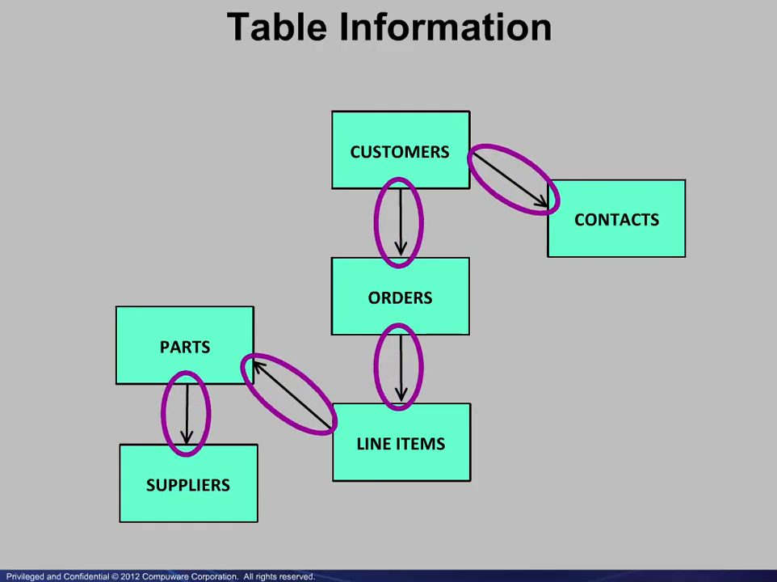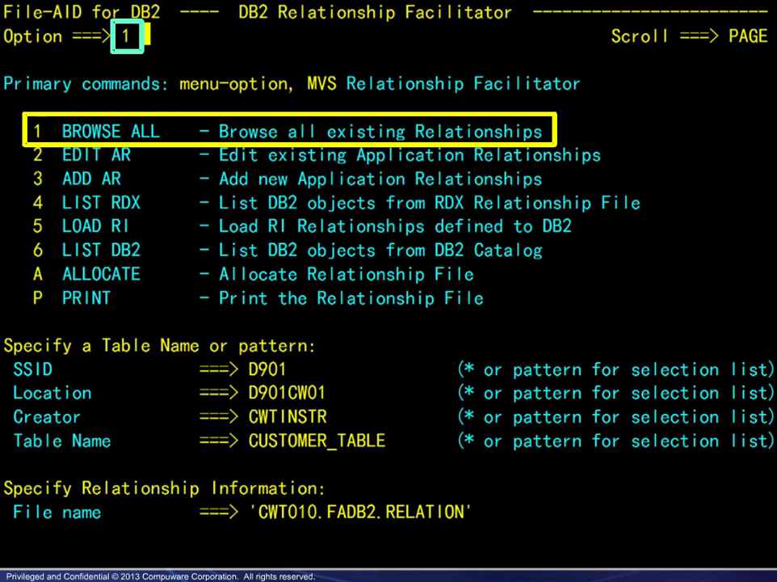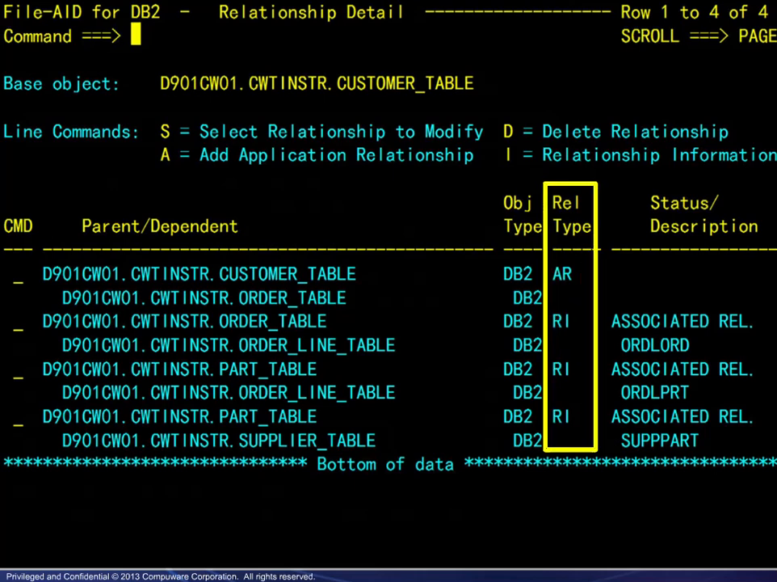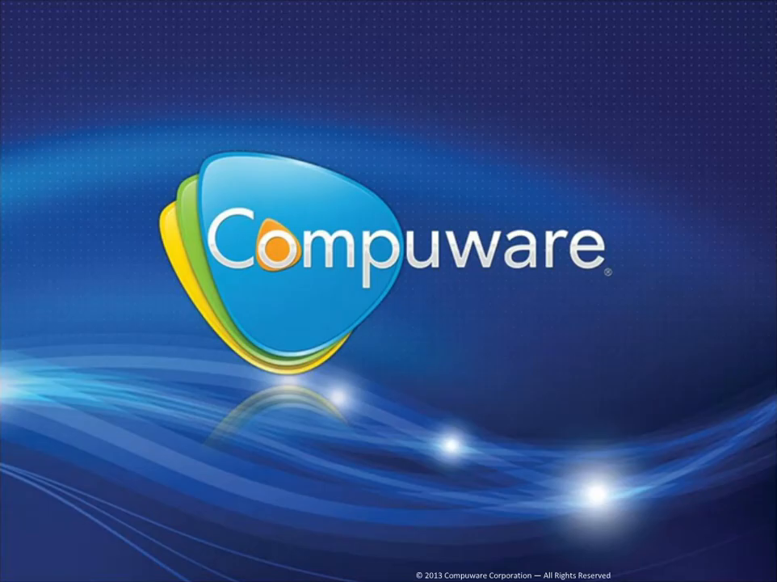All of the relationship information should now be contained in the relationship file. Let's have a look. We choose option 1 to browse all existing relationships for the customer table. The display shows the pertinent tables and the relationship types. As a reminder, the use of the relationship file is discussed in the Related Browse and Edit module. This concludes this module. Thank you.